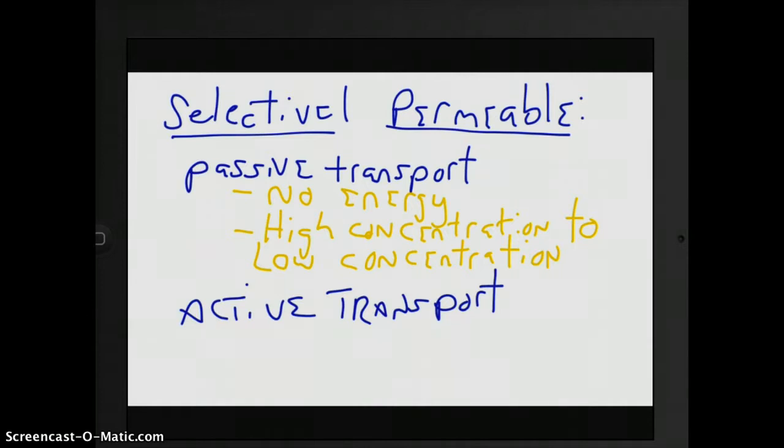Versus active transport requires energy. Energy in the form of ATP, which happens to be made in the mitochondria. It requires energy because a particle or molecule is moving from an area of low concentration into an area of high concentration.